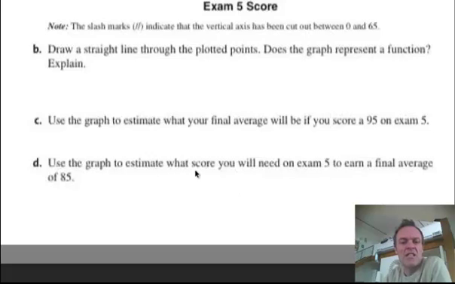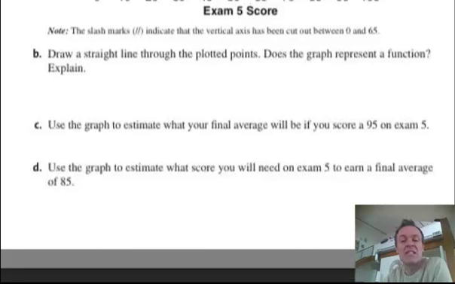Use the graph to estimate what score you need. Oh no, it's okay to read from a graph. Algebraically this is going to be harder, but let's just have a look at this last question, using the graph, not algebra. What will I need on exam 5 to get an average of 85 total?